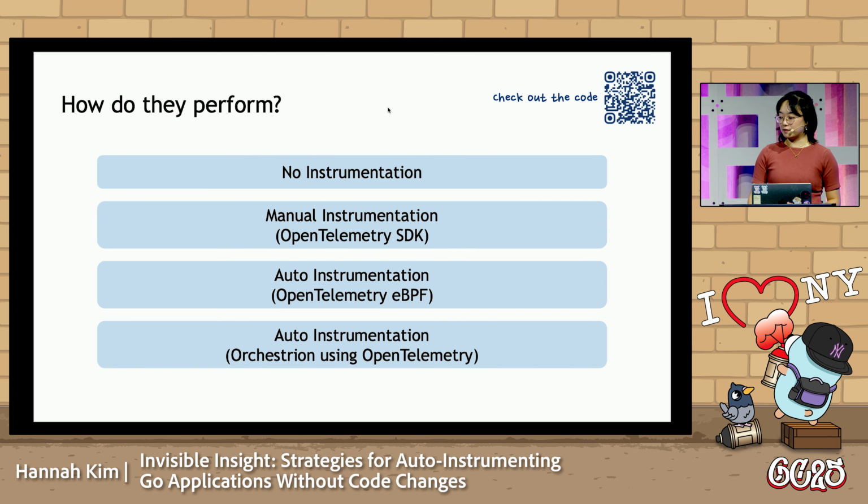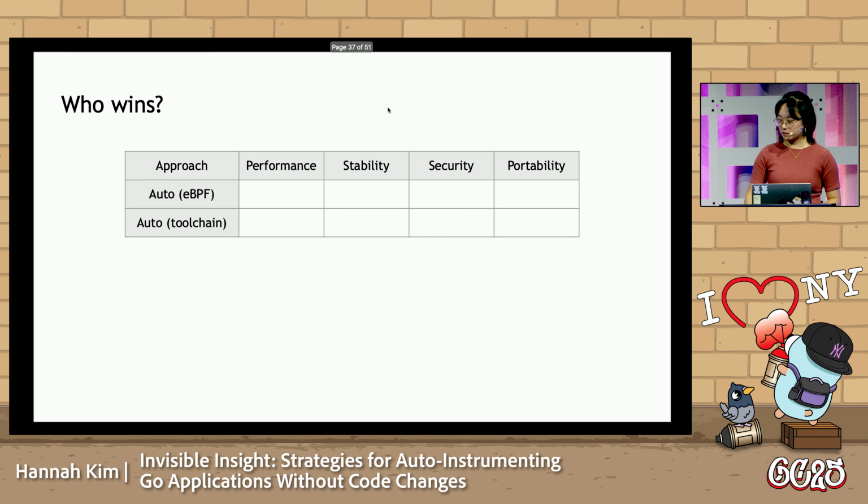And then I have 2 auto-instrumentation approaches. The first one is using OpenTelemetry's eBPF approach. So this is going to be our runtime instrumentation. And then next, I have another auto-instrumentation approach using Datadog's Orchestrion. And just as a note, I'm using Orchestrion with OpenTelemetry's SDK underneath just to prevent any extra variables when comparing these two, to make it a little bit more apples to apples, as you might say.